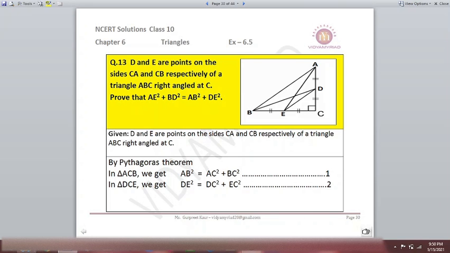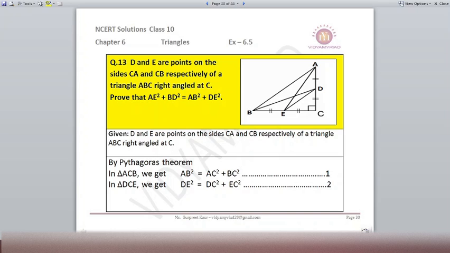Question number 13. D and E are points on the sides CA and CB respectively of a triangle ABC, right angle at C. Prove that AE square plus BD square is equal to AB square plus DE square. Now, since it is a right angle triangle, let's see ACB. If we take ACB, it means AB square is equal to AC square plus BC square. Let it be equation number 1. And if I take triangle DCE, in that case, DE square is equal to DC square plus EC square. Let it be equation number 2.